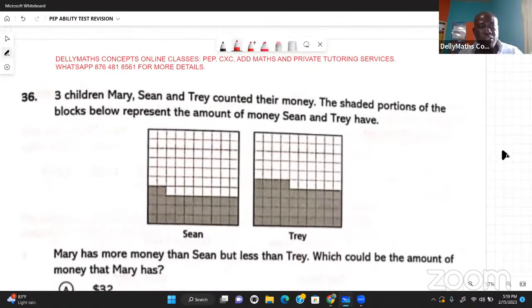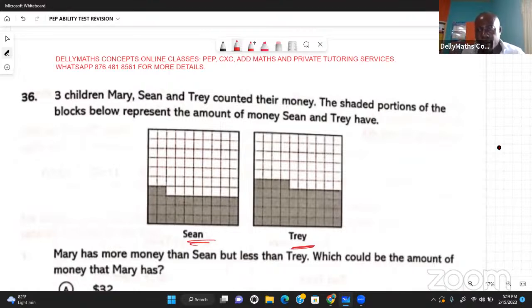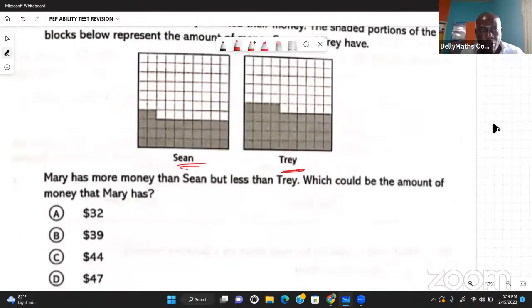All right, we said 3 children, Mary, Sean, and Trey counted their money, right? Right there, the shaded portion of the blocks represents the amount of money Sean and Trey have. So Sean and Trey, and you're seeing the names there, it's right there, right? So we have that. All right, no problem.